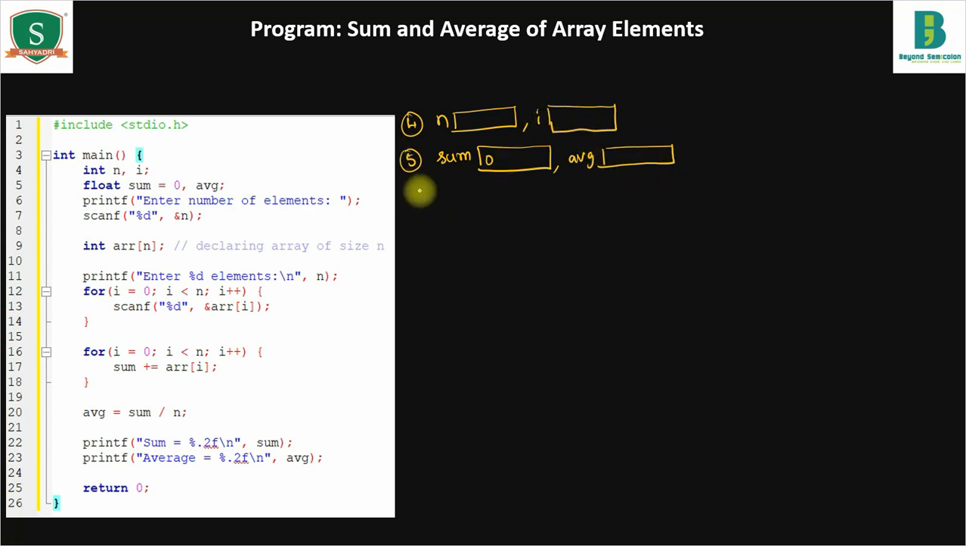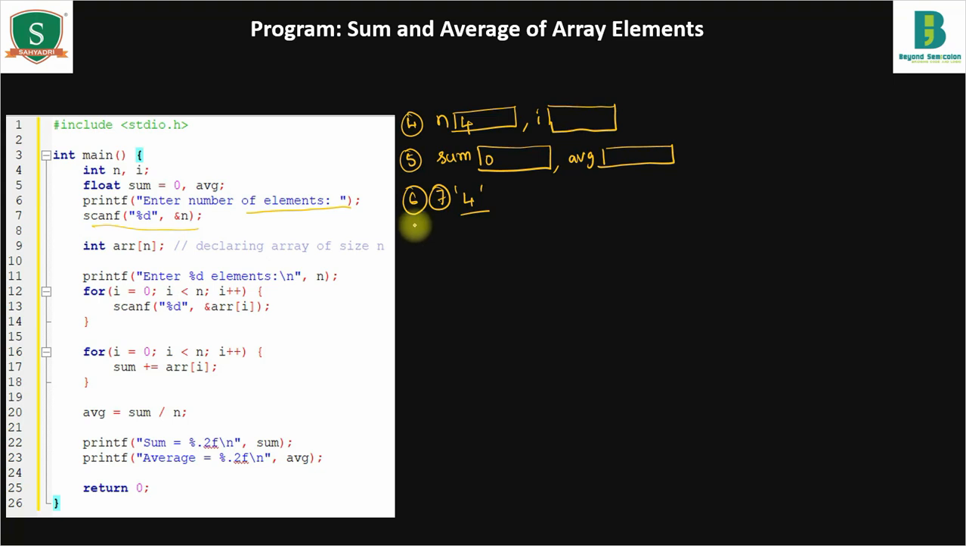The sixth statement says enter number of elements. It means how many elements you need to store in the array. And with scanf, we are taking the value from the user. Consider you are taking 4 as the input. So 4 is assigned to n.